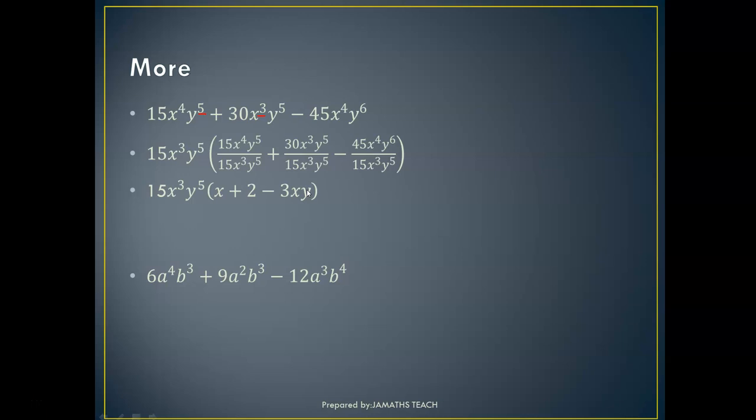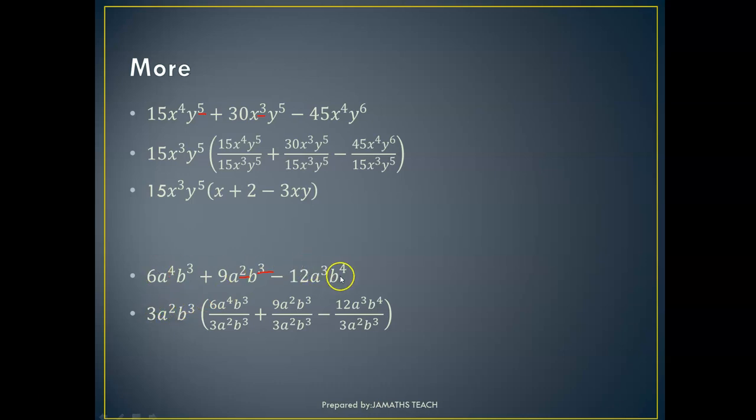Another one. What's the highest common factor for the numbers? 6, 9, and 12. 3, right? And for the letters, a, b, a, b, a, b. So a, b is common to all. Then we look at their powers and choose the lowest one for each of the variables. a to the 4th, a squared, a cubed. So a squared is the lowest for a. b cubed, b to the 4th. So b cubed is the lowest for b. So our HCF would be 3a squared b cubed.